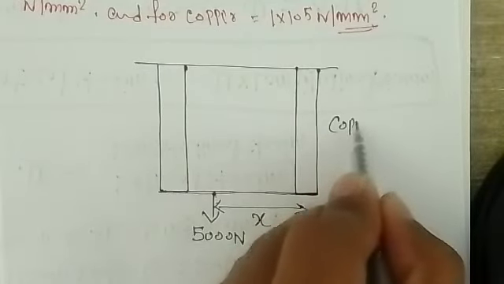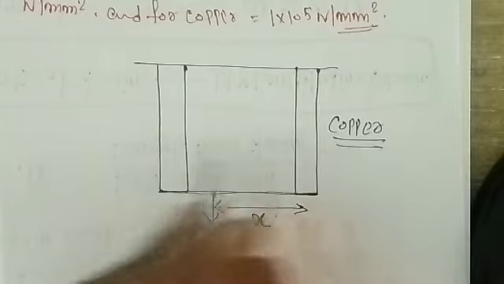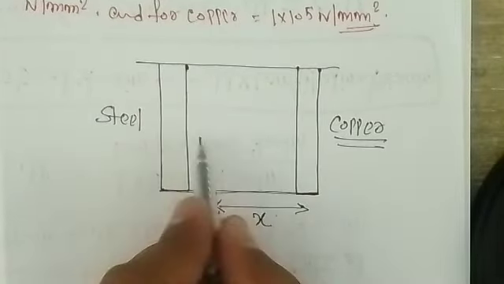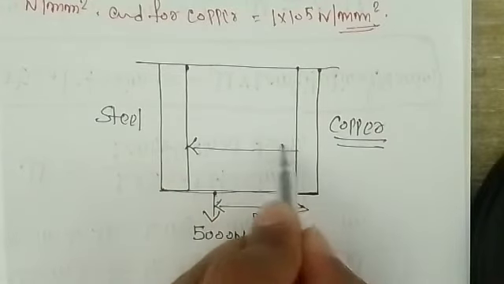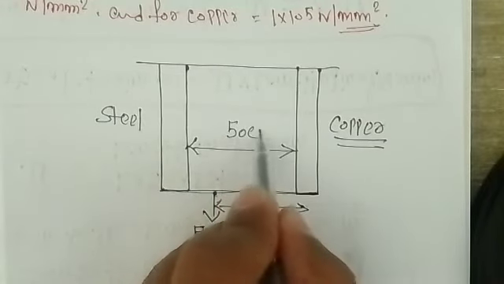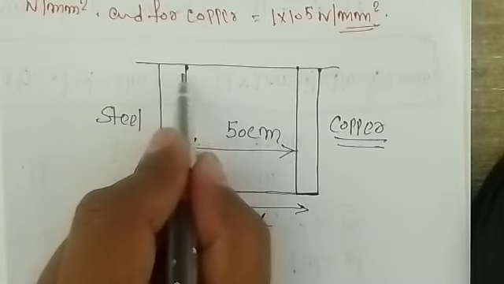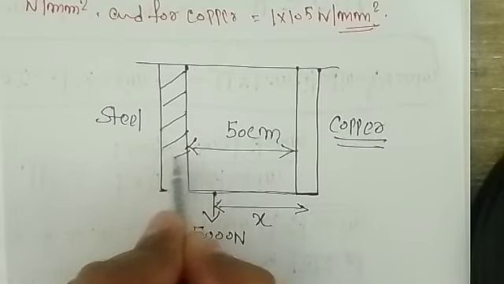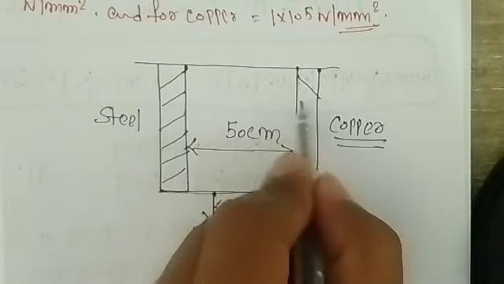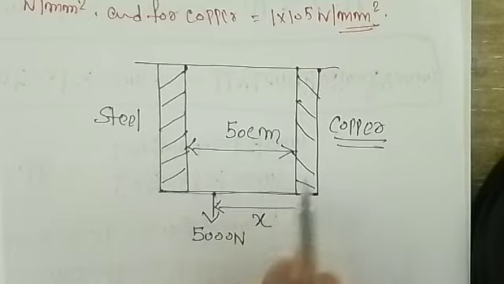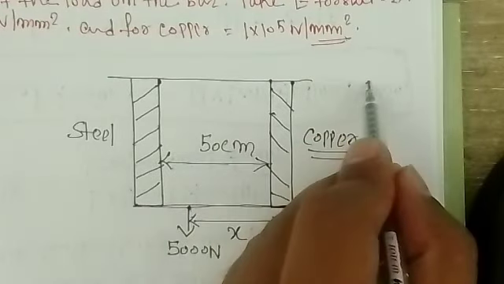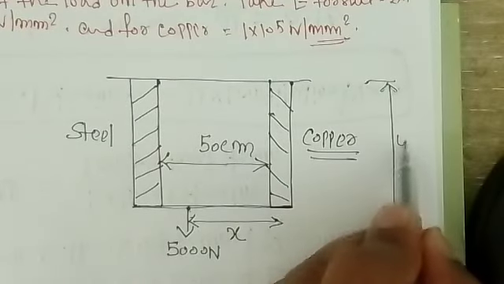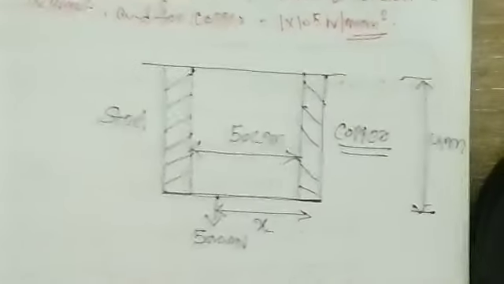This is the copper. On the right side you have copper and on the left side you have steel, and these two rods are separated by a distance of 50 centimeter. The diameter of these two rods is 2 centimeter and the length is 4 meter. So here this length is 4 meter, and this length is also 4 meter.